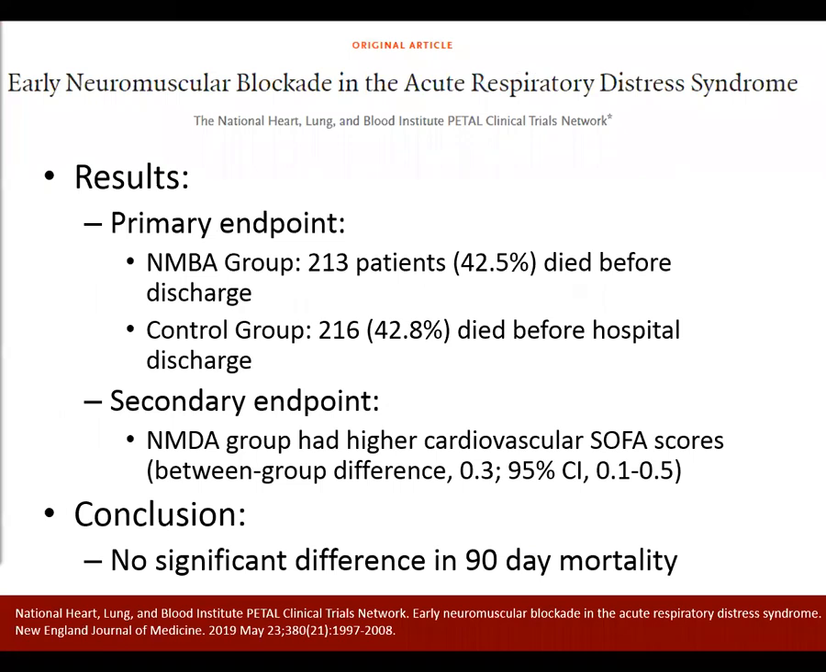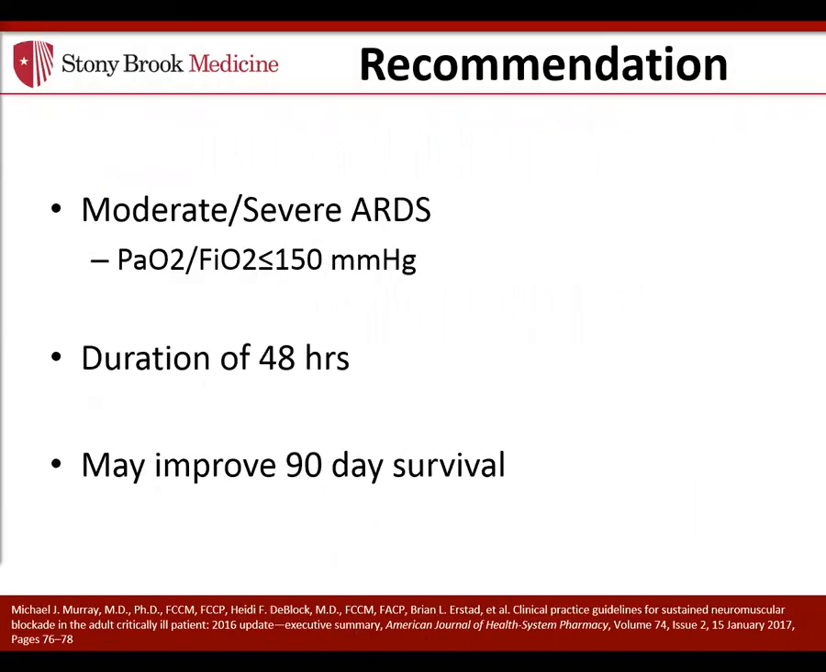Essentially what they found in this follow-up trial was that 42.5% of patients in the neuromuscular blocking group died versus 42.8% in the control. They also found that the neuromuscular blocking group had a higher incidence of organ damage, specifically cardiovascular disease, which ultimately led to the conclusion that there was no significant difference in 90-day mortality in this trial. So based on these two trials, the utility of neuromuscular blocking agents in ARDS is controversial. The mechanism of benefit remains uncertain.